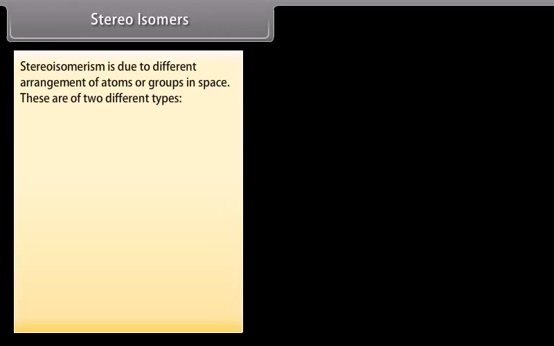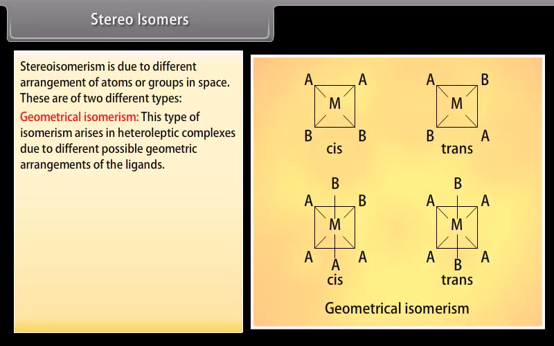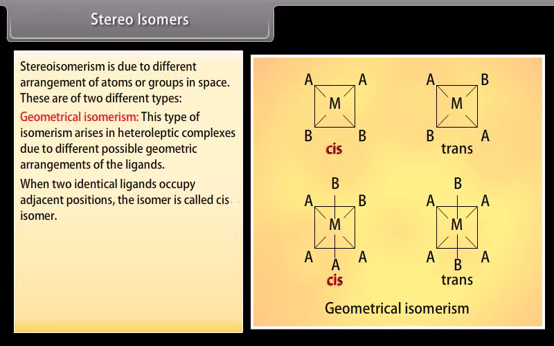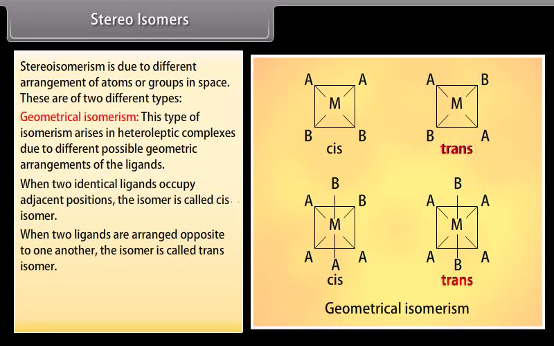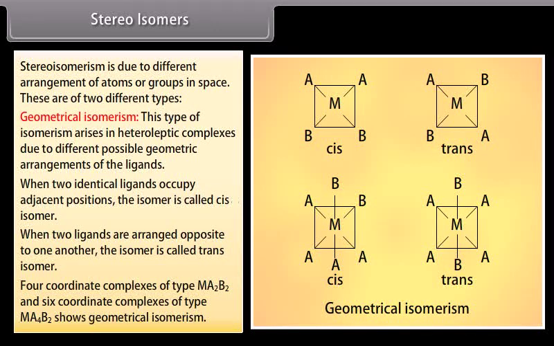Stereoisomers. Stereoisomerism is due to different arrangement of atoms or groups in space. These are of two different types. Geometrical isomerism. This type of isomerism arises in heteroleptic complexes due to different possible geometric arrangements of the ligands. When two identical ligands occupy adjacent positions, the isomer is called cis isomer. When two ligands are arranged opposite to one another, the isomer is called trans isomer. Four coordinate complexes of type Ma2B2 and 6 coordinate complexes of type Ma4B2 show geometrical isomerism.